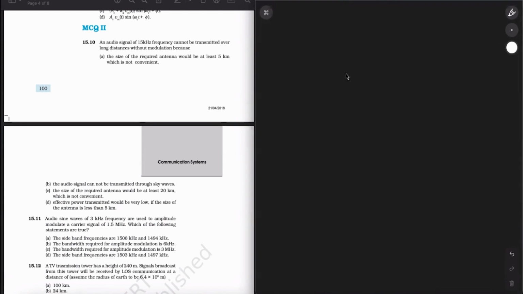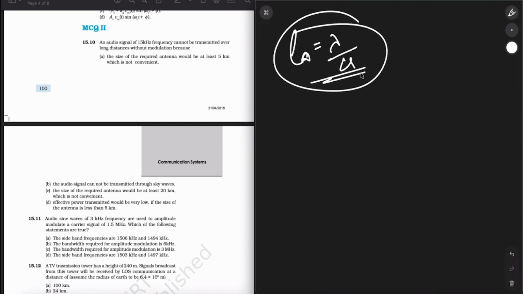So for transmitting a signal, we need an antenna, or an antenna is also called an aerial, right? So this antenna should have a size comparable to the wavelength of the signal. I already told you that the length of this antenna should be comparable to lambda. So this is the relation that we use to find the approximate value, not the exact value.